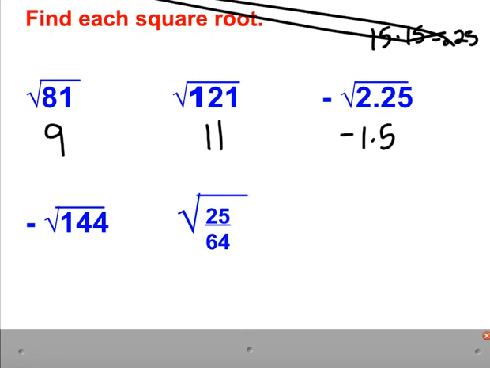Negative square root of 144, that's negative 12 for the same reason as before. And this one right here, well, that's 5 over 8. Because the square root of 25 is 5, and the square root of 64 is 8, but we keep it as a fraction. Because 5/8 times 5/8 is 25/64.